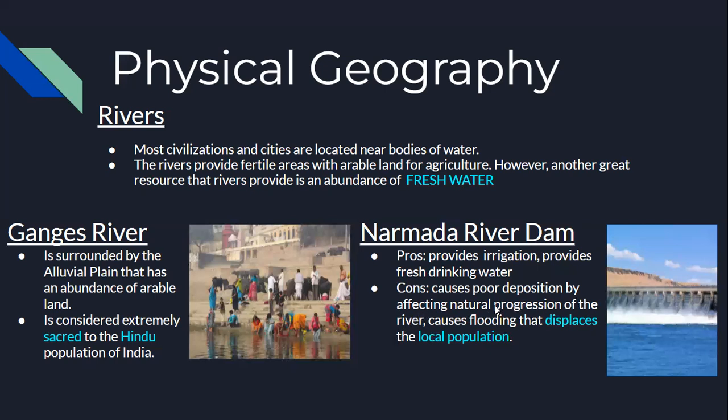It causes poor deposition by affecting the natural progression of the river. What that basically means is it messes with the natural flow of the river, which causes poor deposition, or poor moving of materials down the river to assist in that soil building process. Another con, it often causes flooding in multiple areas and displaces the local population. So there's a lot of flooding associated with this dam system, and it also often makes the local population have to move or be displaced.